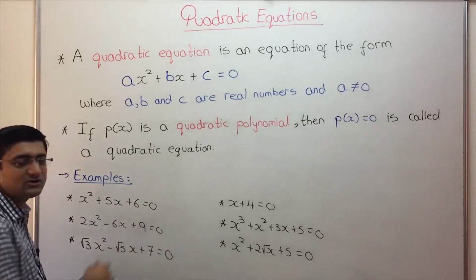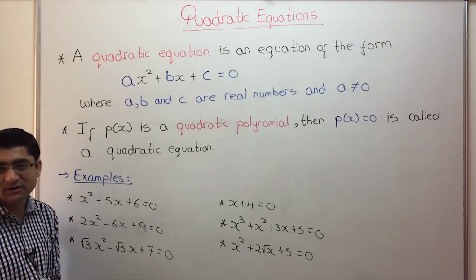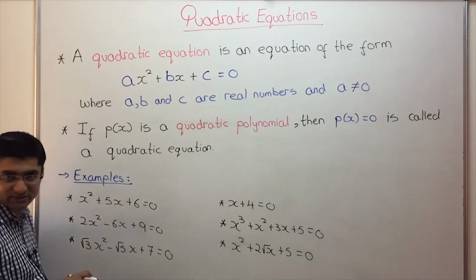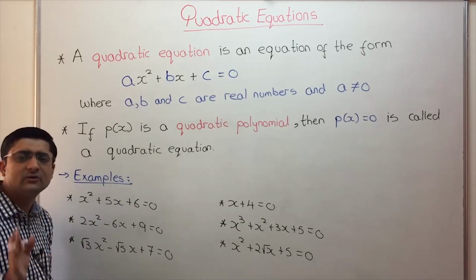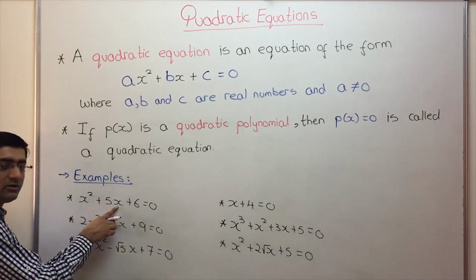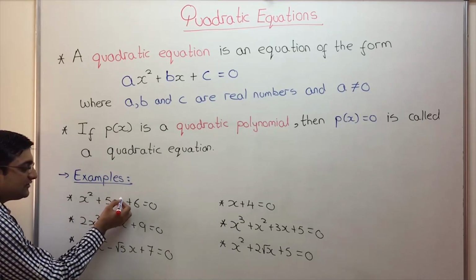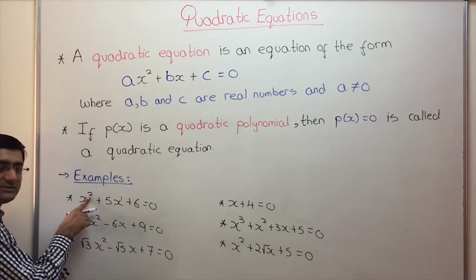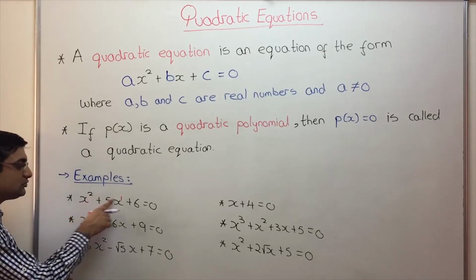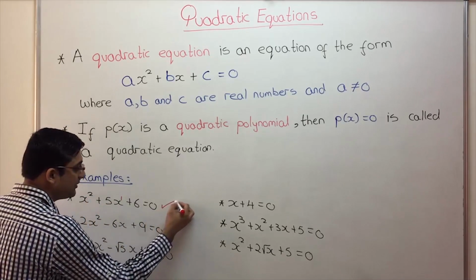So I've taken 6 equations over here. We have to determine which are quadratic and which are not. So I'll begin with the first equation, x² + 5x + 6. Whenever we have to check whether an equation is quadratic or not, first check the highest power of the variable. What is the variable over here? x. What is the power of x over here? No power means 1. So highest power is 2. Fine. Next, are all the powers of the variable whole numbers? 2, 1, yes. So this is a quadratic equation.